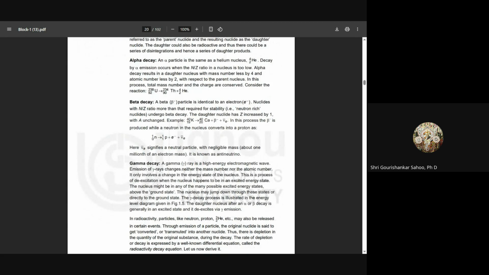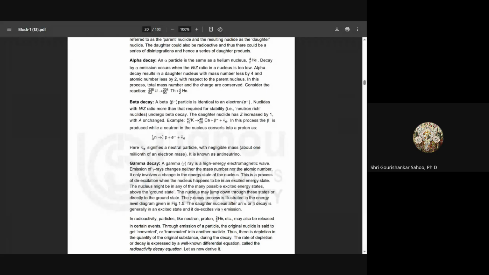So let us look at alpha decay. Uranium-238 (92) decays into thorium-234 (90) plus helium. Beta decay: a neutron decays into a proton, an electron, and a neutrino.